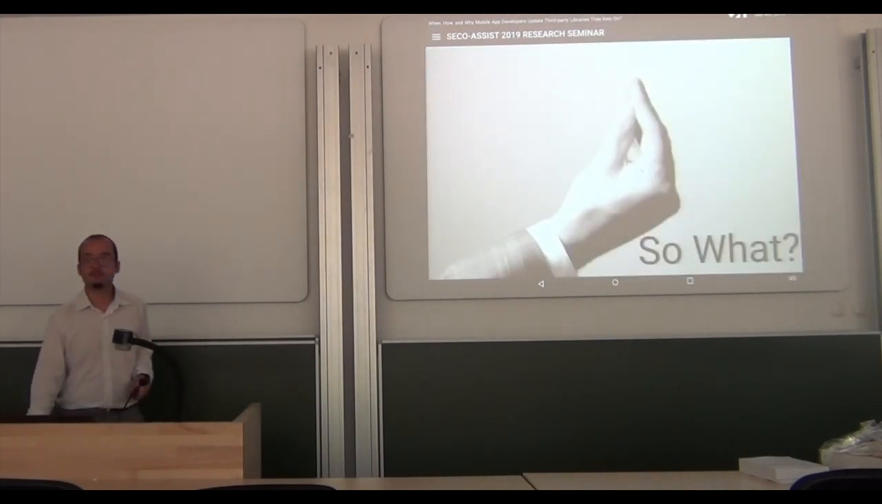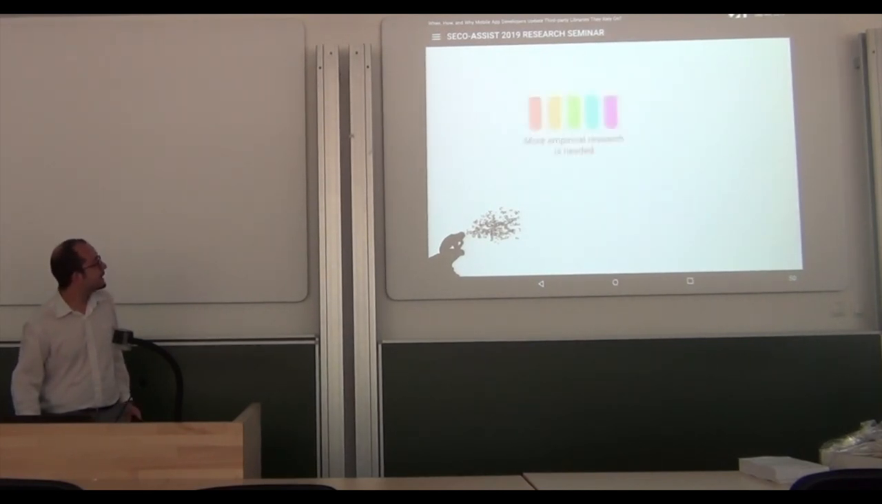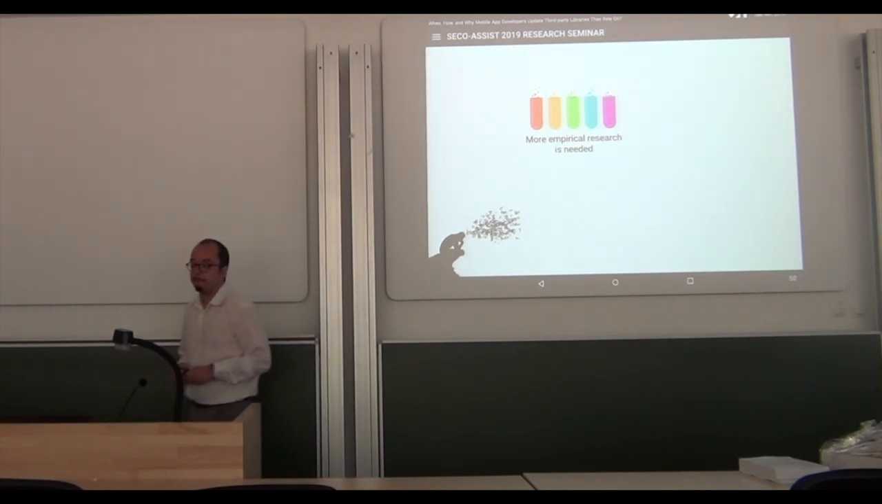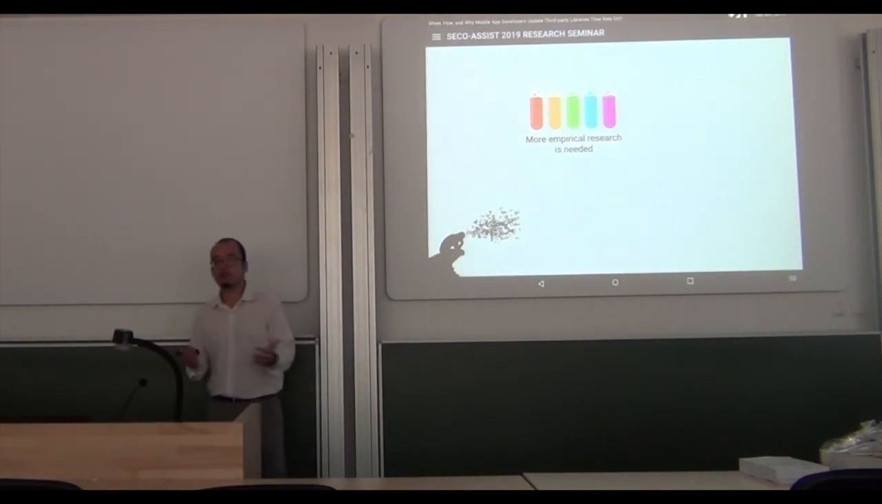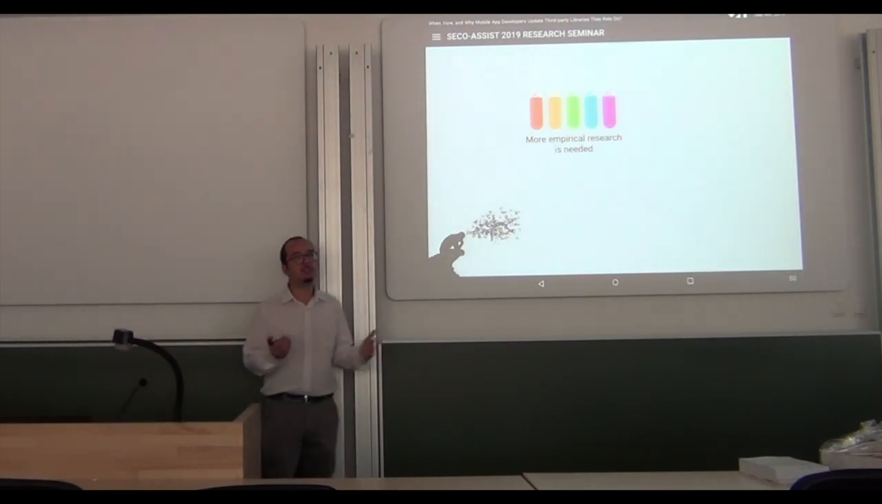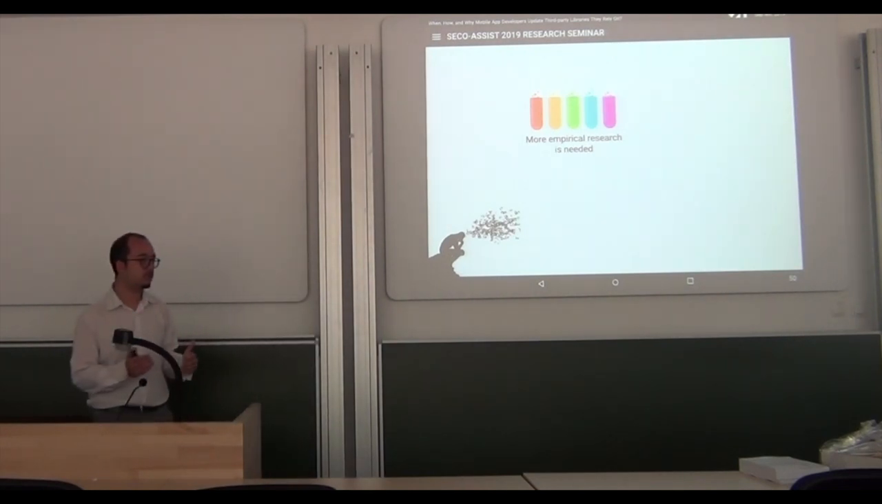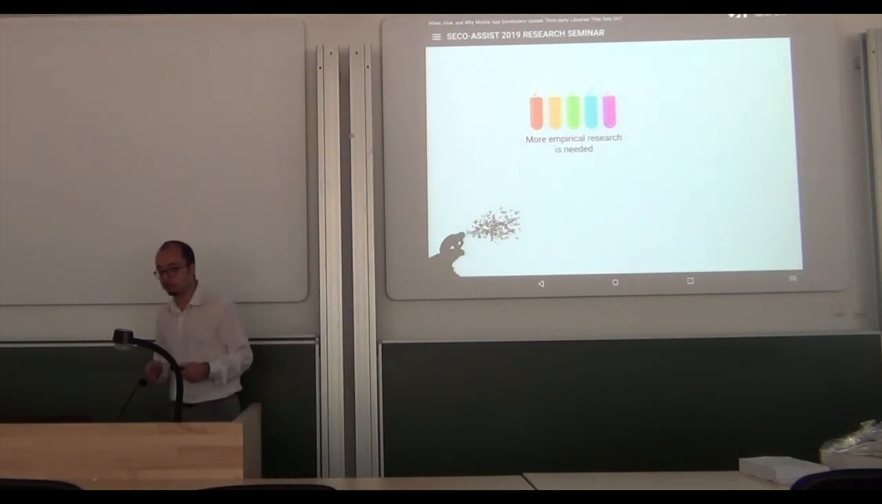So what should we do? From this study we had four main takeaways. First of all, more empirical research is needed, because we should try to understand the impact of not updating these libraries. What we know is just that there are some security vulnerabilities that could be introduced, but there are no studies that state, for example, what the impact is on the maintenance or the evolution of the app.